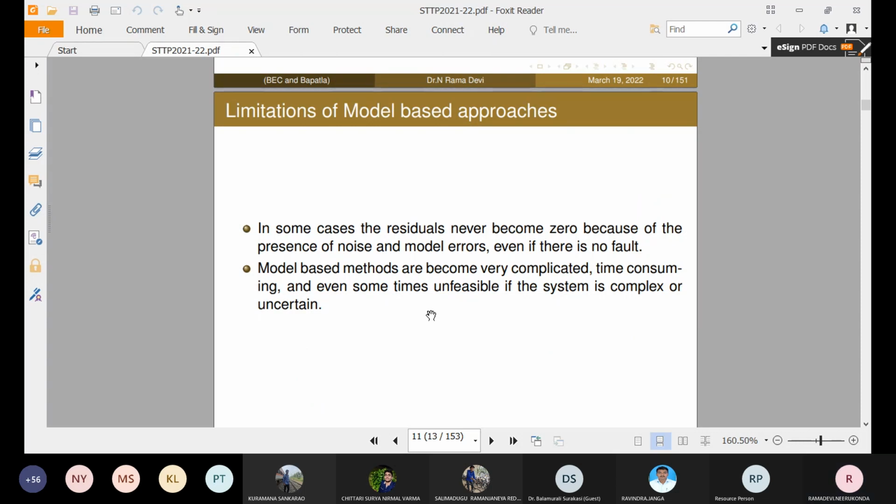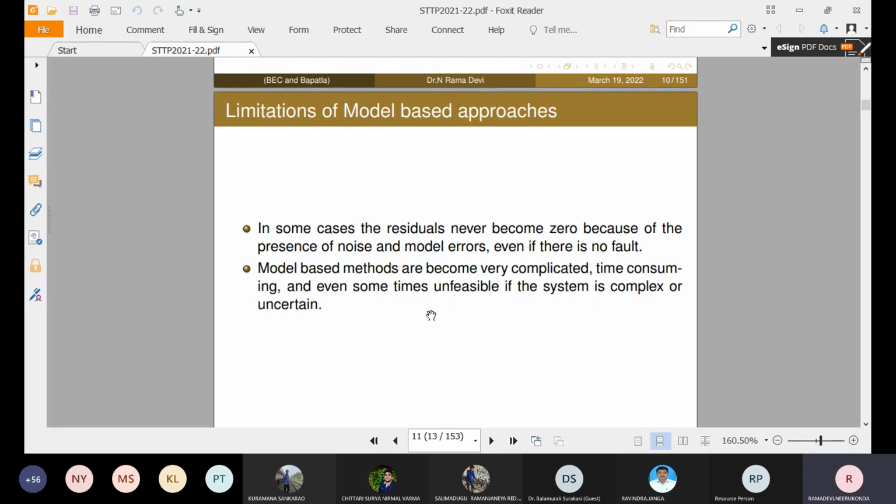Because in these cases, the residuals never become zero because of the presence of noise in the models. So that error will give us the fault identification in an improper way. That means even if there is no fault, the system will give a fault because of the model error.